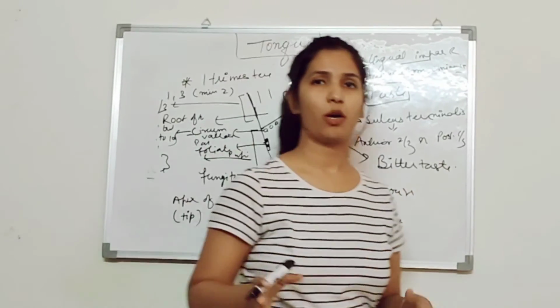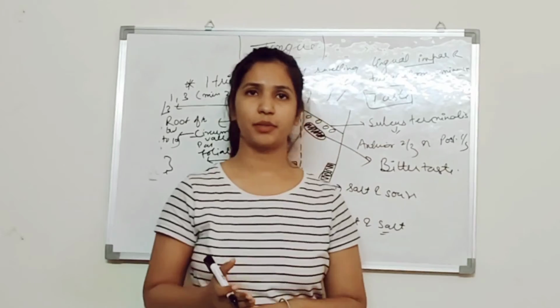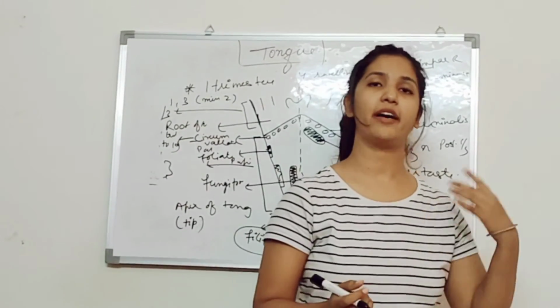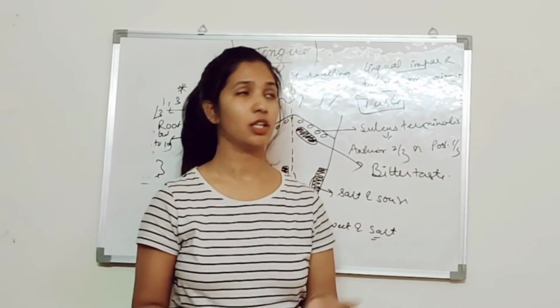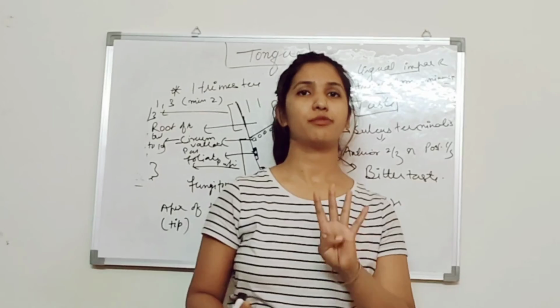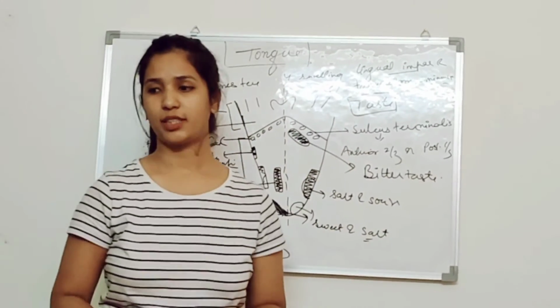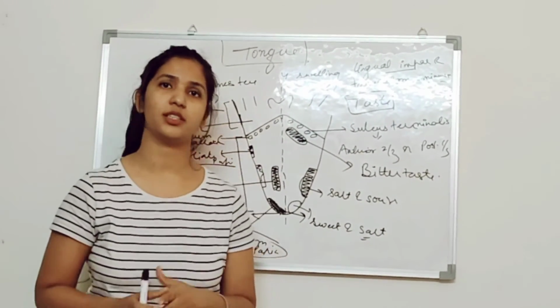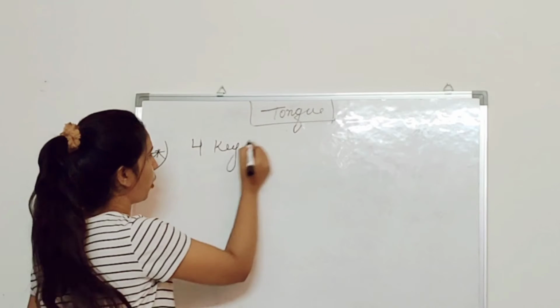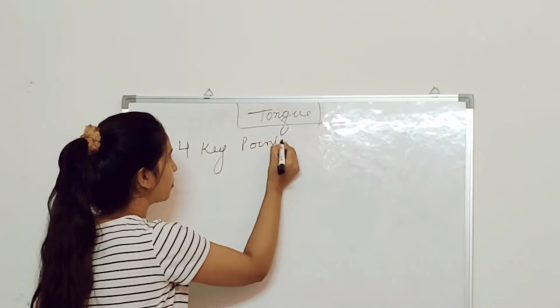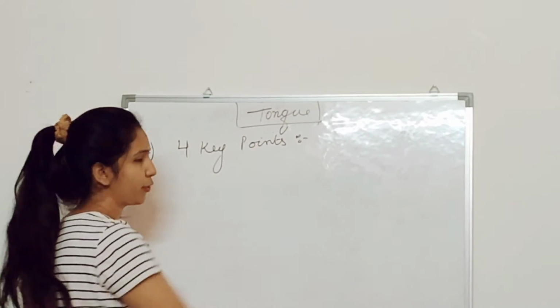So this is pretty much about the tongue. I have discussed the anatomy and the physiology of the tongue. You have the anatomy and the functioning of the tongue. Now let's summarize this with 4 points about the tongue that you have to write in your exam. I'm going to tell you 4 key points. So you have to remember this strictly from the exam point of view.